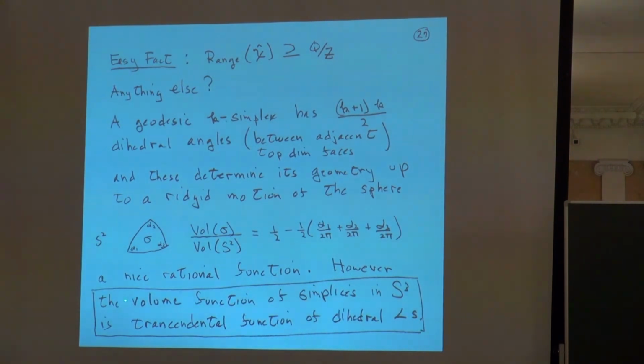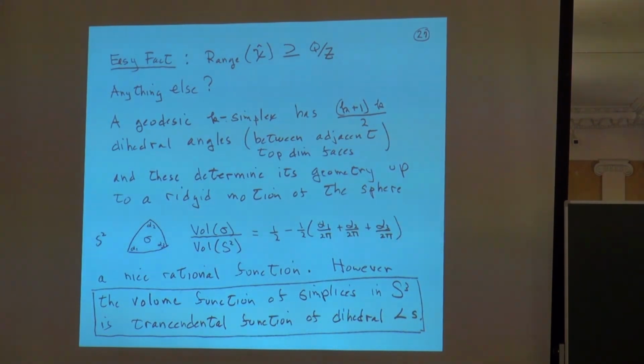However, I'm not so interested in S2, I'm interested in an odd sphere. As soon as you go to S3, the volume function is a transcendental function of the dihedral angles. That was first calculated by a German mathematician, I'm trying to think of his name. Anyway, it's a relatively complicated formula. It can involve the dilogarithm if you look at it a certain way. Anyway, it's not a simple formula.